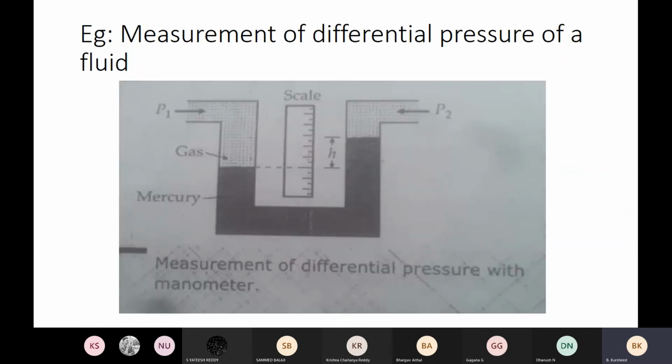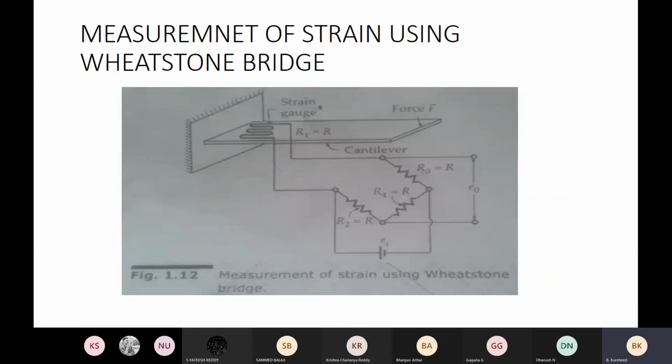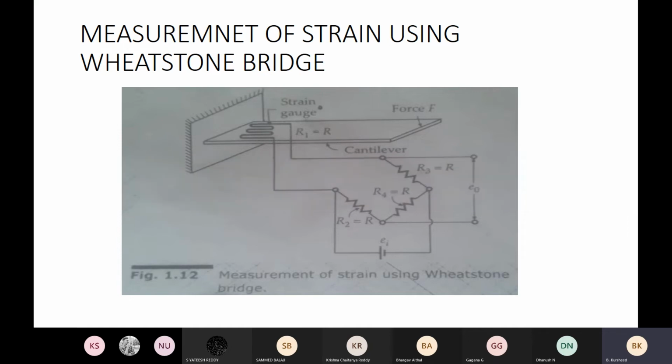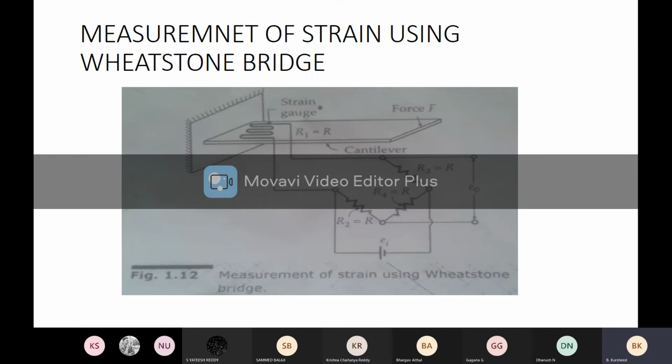Okay, come to measurement of strain gauge using a Wheatstone bridge. This you will be knowing. What is a bridge network? A bridge network is one in which 4 resistors are connected in a polygon form. When you connect 4 resistors in a polygon form, it will form a bridge.